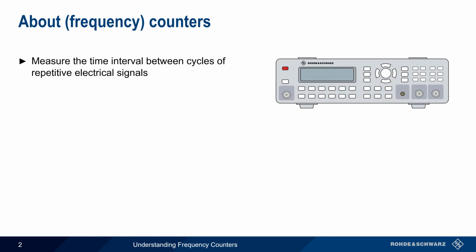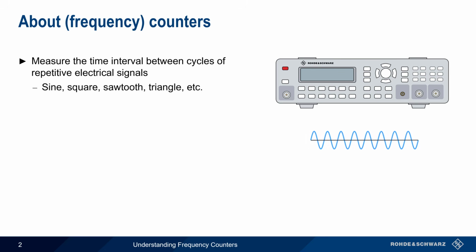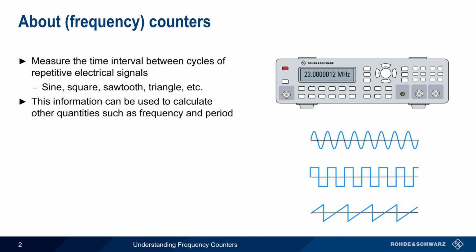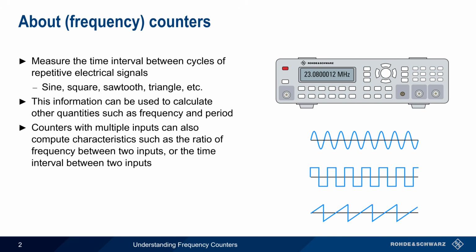Frequency counters are devices or instruments that measure the time interval between cycles of repetitive electrical signals. Common examples are sine waves, square waves or pulses, sawtooth waves, etc. The time interval between cycles can then be used to calculate other quantities, such as the frequency and the period of the signal. Counters which have multiple inputs can also compute quantities by comparing two different waveforms, such as the ratio of frequencies between two inputs or the time interval between two inputs.